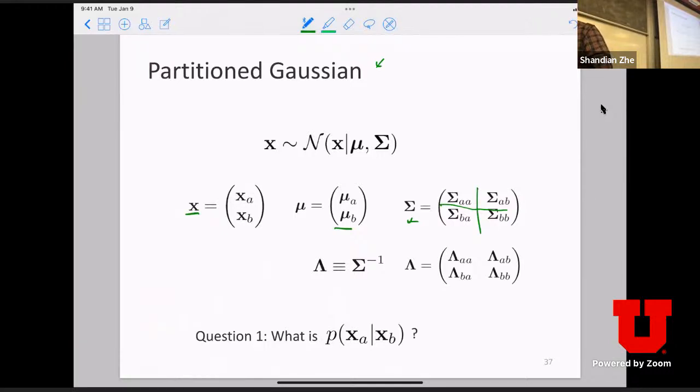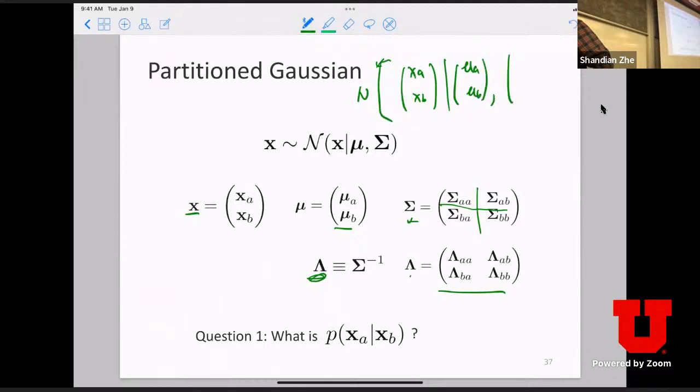If we consider the precision matrix representation, you can partition the precision matrix accordingly as well. If we write it down, XA and XB, the partitioned view of your normal distribution will be something like that.